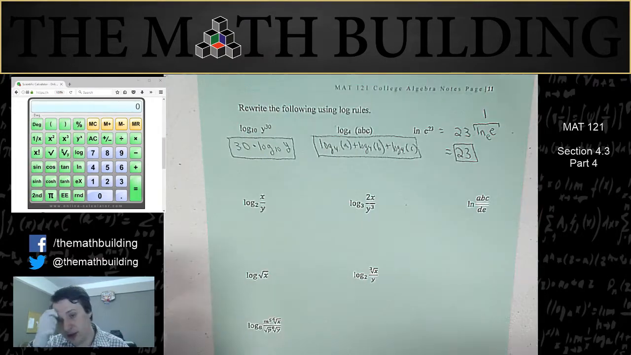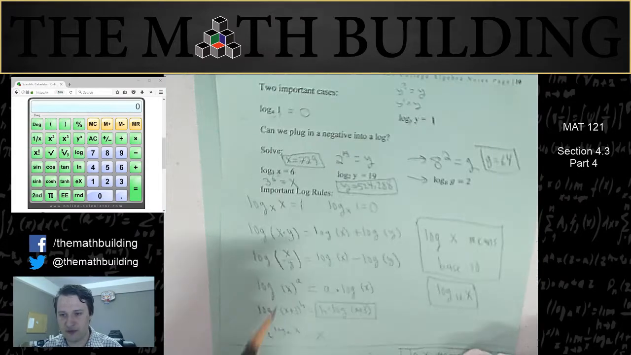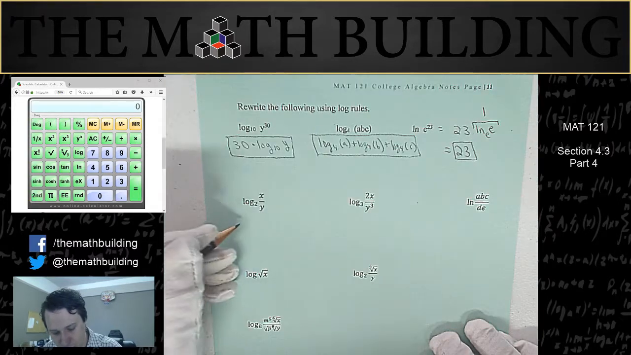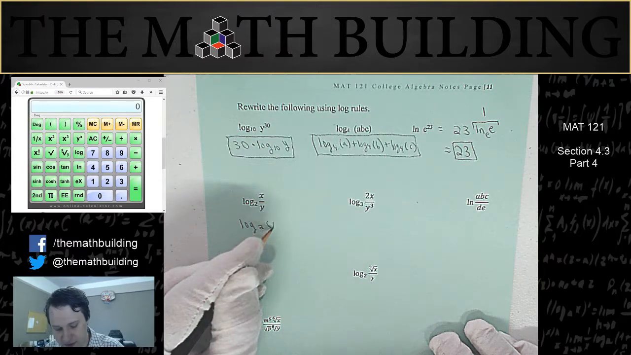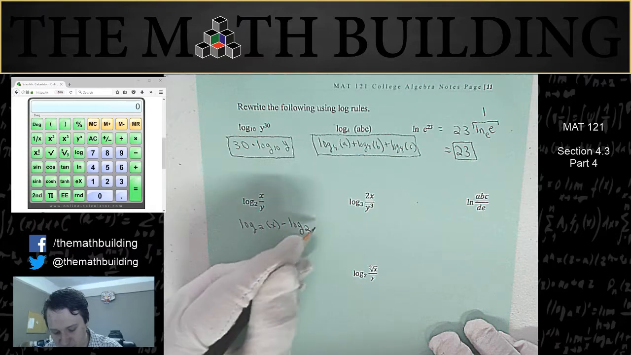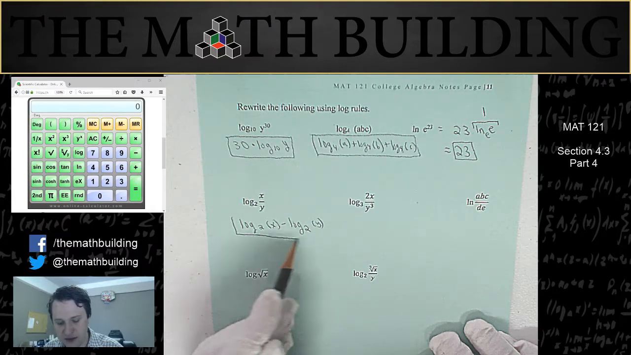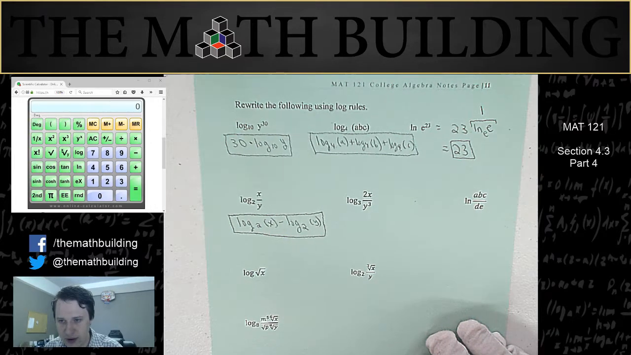All right, let's look at the next one. We've got log base 2 of x over y. Again, going back to our rules, if we have a fraction, we subtract the denominator. So this is just going to be log base 2 of x minus log base 2 of y. And that has to be a 2 there because it was a 2 in the original problem.